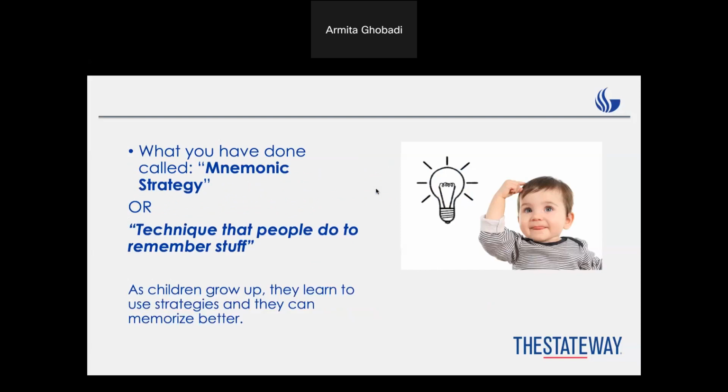So what you have done so far, if you had any strategy, is called a mnemonic strategy or technique that people normally use to remember things. As children grow up, they learn to use different strategies and they can memorize better. We previously spoke about this. For example, parents and teachers try their best to teach children different strategies as well.